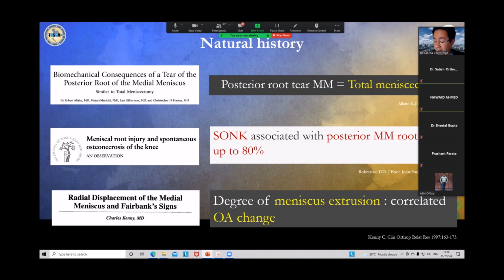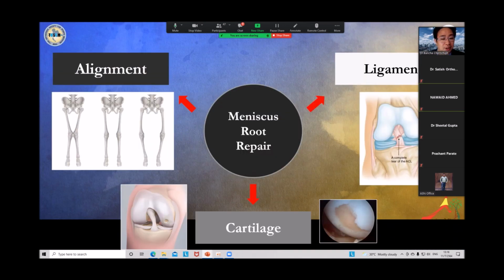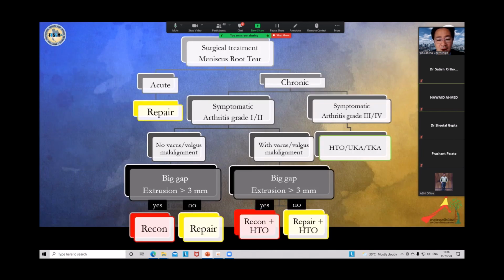So this is one of my patients. She had a root tear, but we treated her conservatively. She denied the surgery. Two years after that, the patient had osteonecrosis of the medial femoral condyle. So it has a very high correlation. So when we're treating the root, we should look at the cartilage and the alignment also, not just the soft tissue, and also the ligament of the knee.